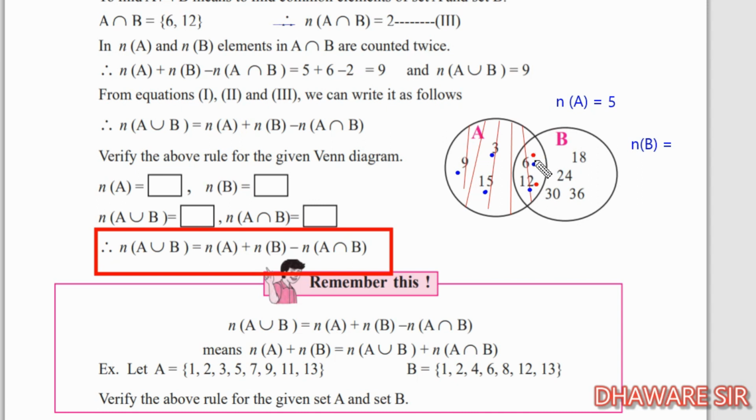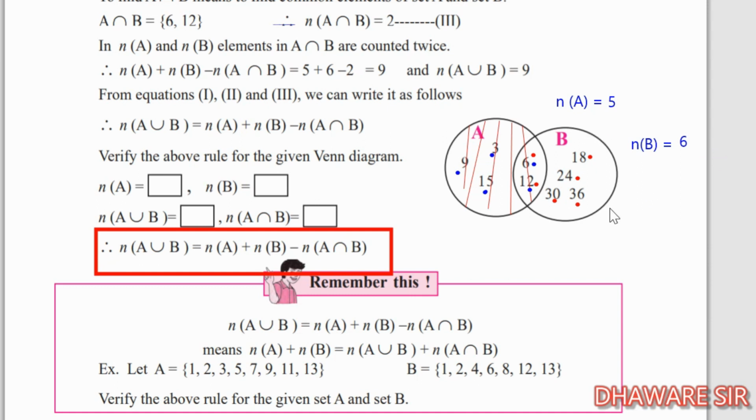So what are the elements in set B? 6, 12. It means 1, 2, 3, 4, 5 and 6. How many elements are in the set B? There are 6 elements. So we are writing here n of B is equal to 6.